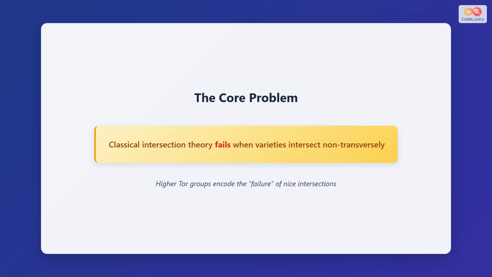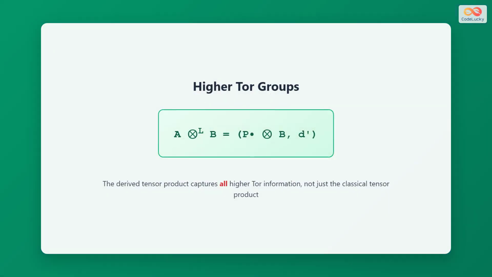The core problem is that classical intersection theory fails when varieties intersect non-transversely. However, higher Tor groups encode the failure of nice intersections. A ⊗^L B = P• ⊗ B'. The derived tensor product captures all higher Tor information, not just the classical tensor product.